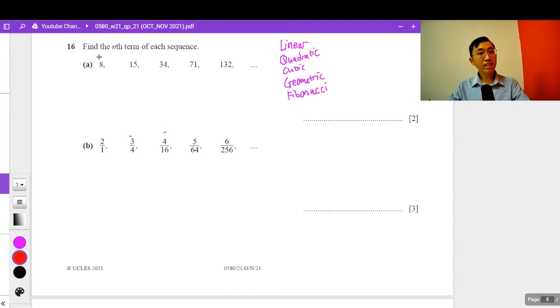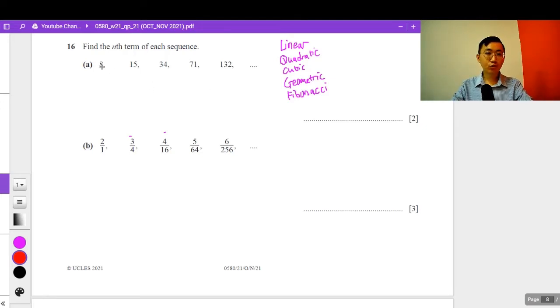Question 16. Find the nth term of each sequence: 8, 15, 34, 71, 132, and so forth. And the second one is a fraction kind of sequence. Okay, so for IGCSE, you only have 5 kinds of sequences, whether it's linear, quadratic, cubic, geometric, or Fibonacci. The thing about sequences is the student needs to find out what kind of sequence they are trying to ask you over here.